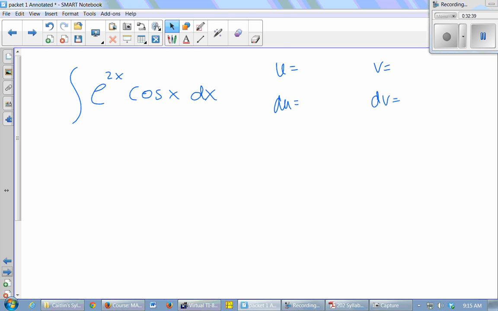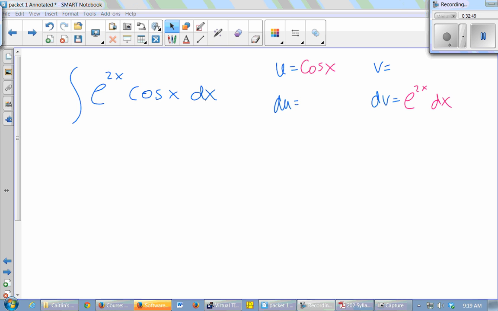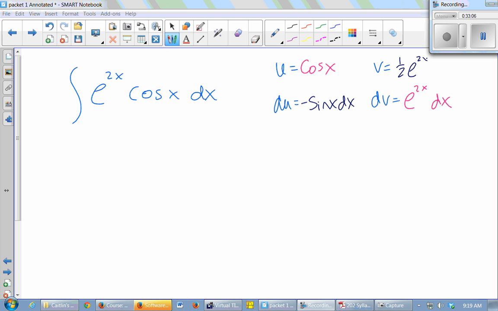So dv was cosine x. We're going to let that be u. And so dv will be e to the 2x dx. Piece together. All right, so if u is cosine x, du is negative sine x dx. And if dv is e to the 2x dx, its antiderivative would be 1/2 e to the 2x.